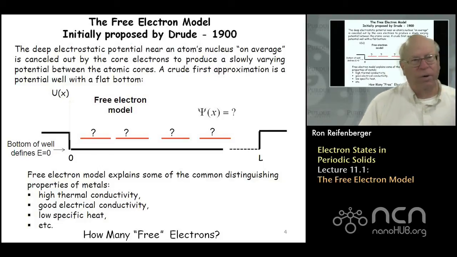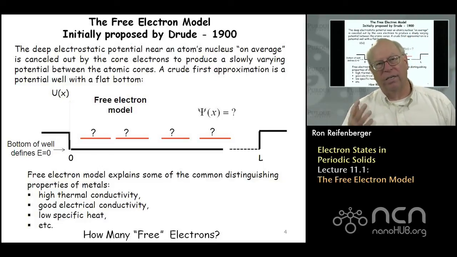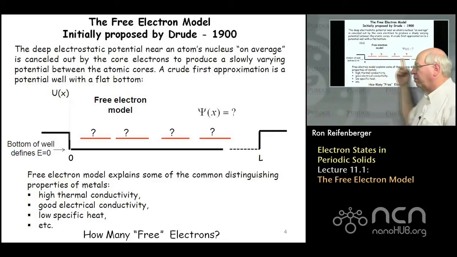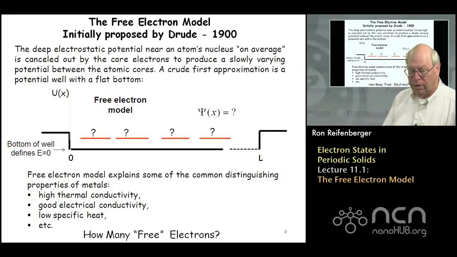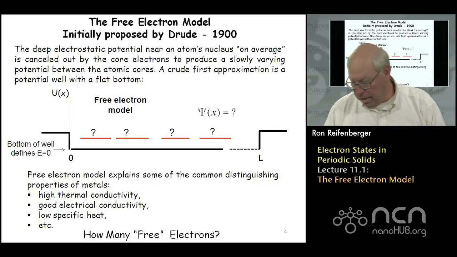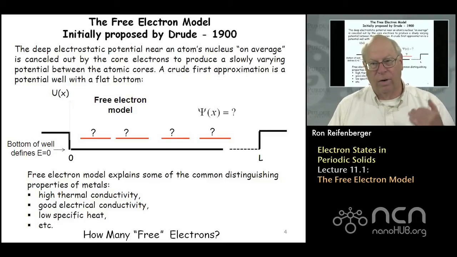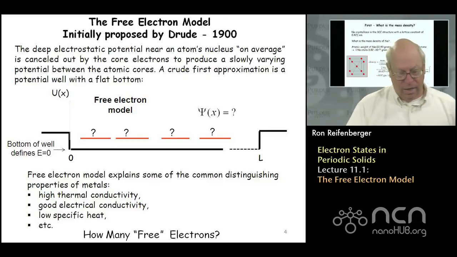So the question that we're going to try to answer in this lecture is how many free electrons really are there in a given solid. If we've got a crystal that's, let's say, in one dimension L meters long, we'd like to know how many electrons are being put into that crystal, and how many electrons are actually free to move in that crystal. That's the question that we're trying to answer in this lecture.